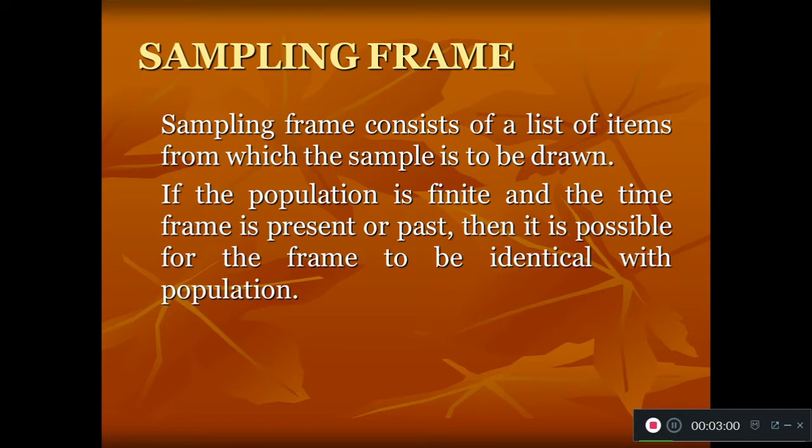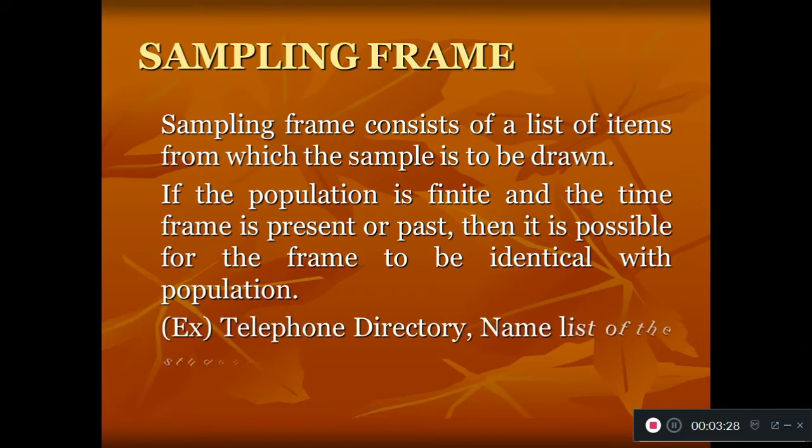The population can be two types. One is finite population, another one is infinite population. So the finite population which we can easily count, and infinite population are those which we cannot count. So mostly the sampling frame having the population, each and every sample's details. Okay, so examples are telephone directory, name list of the students, voter list, and attendance register of patients visiting a hospital. So these are the sampling frames.